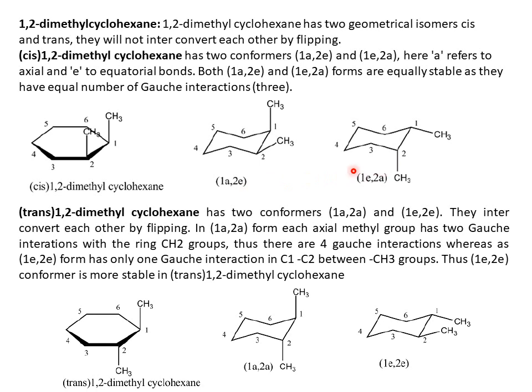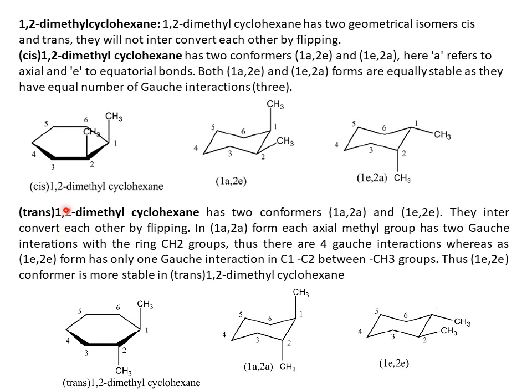When you come here, also 1E, 2A, whenever there is an axial methyl group, there are two gauche interactions. So 1A, 2E and 1E, 2A are equally stable. I can either exist in this form or this form; they are equally stable.